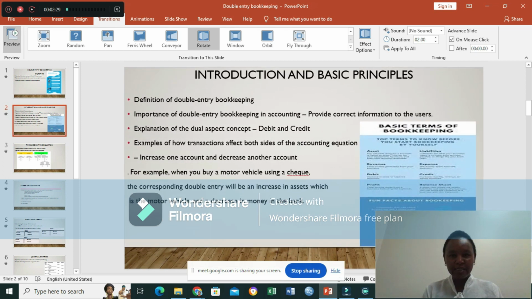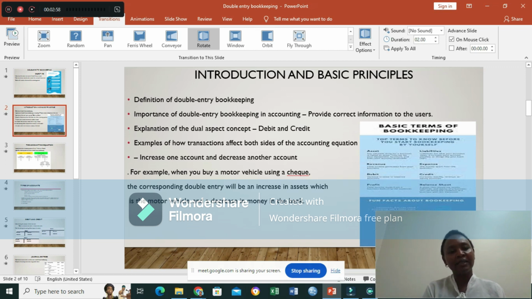Okay, now the next slide is that we are going to define what is double entry. And we can say that double entry, in very simple terms, is the process of recording a transaction on one account and recording a respective account with the same amount that we have recorded on the other side.